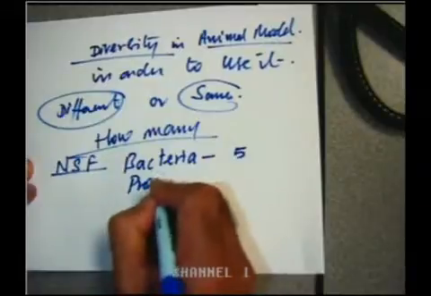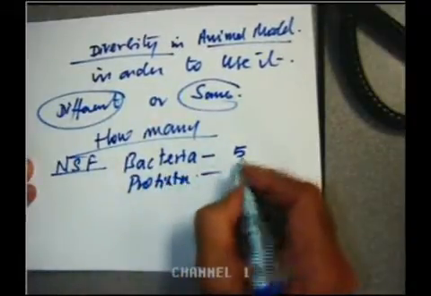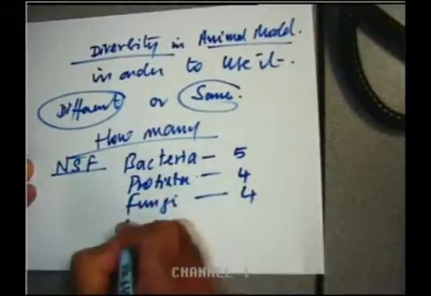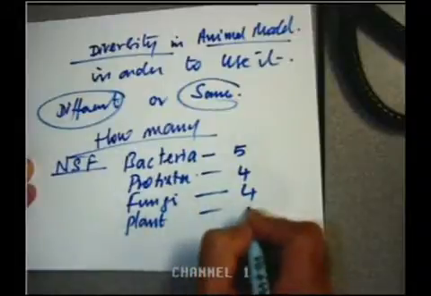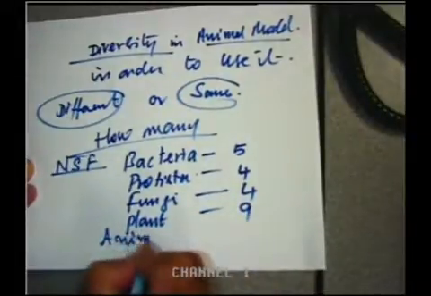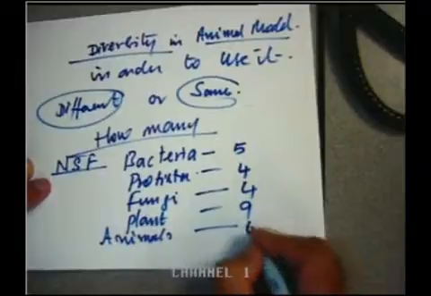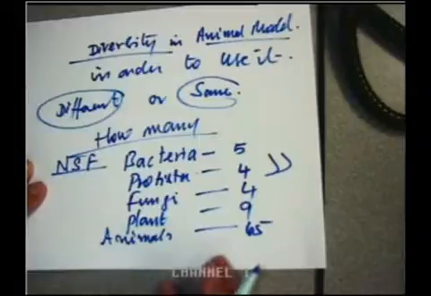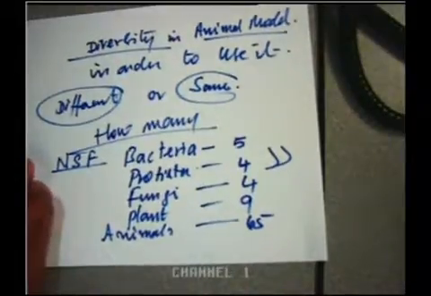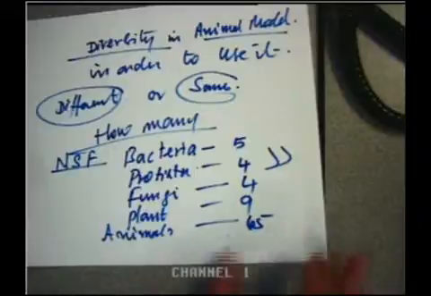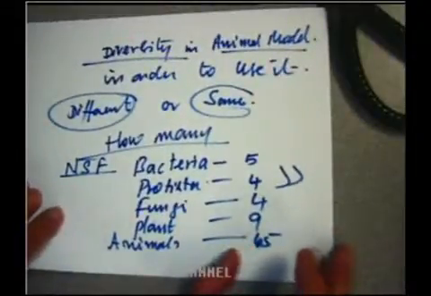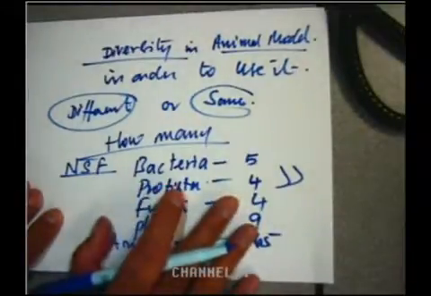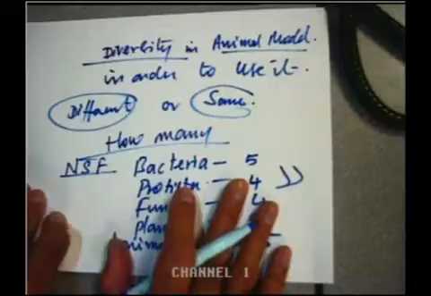And protista is 4. Fungi model organisms, 4. And plant model organisms, 9. And how many animals are there among the model organisms? 65. And this number is growing more and more in the years to come. These are the model organisms which are currently available to use.